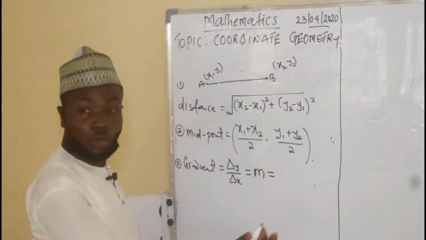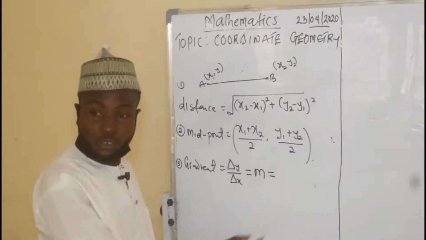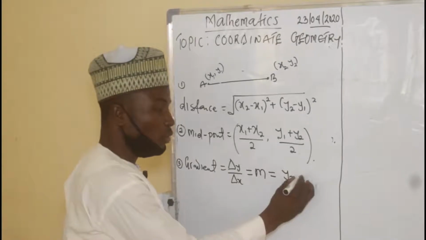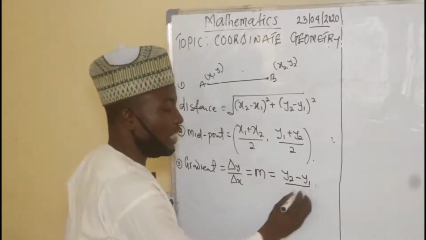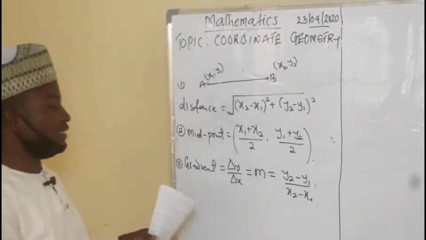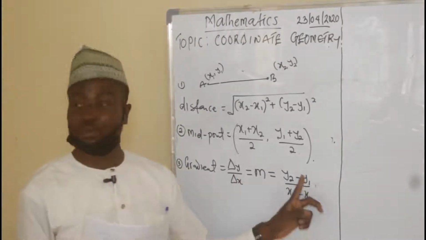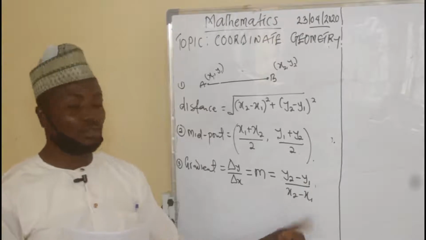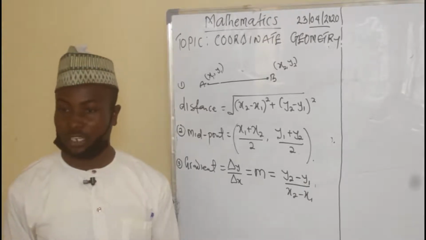And the formula we use, if you say change in y, what does that mean? y2 minus y1, over change in x, which means x2 minus x1. That is, gradient is now equal to y2 minus y1 over x2 minus x1. I hope you are together.